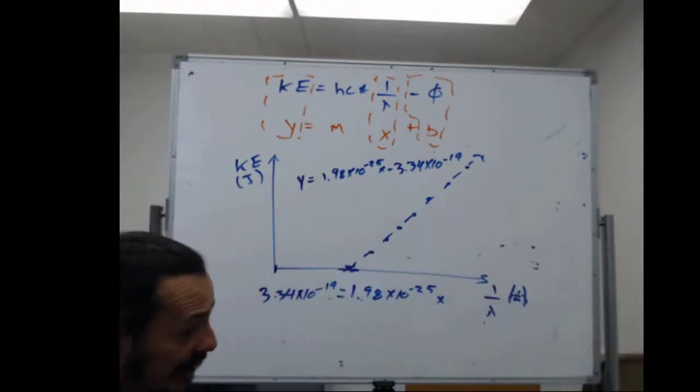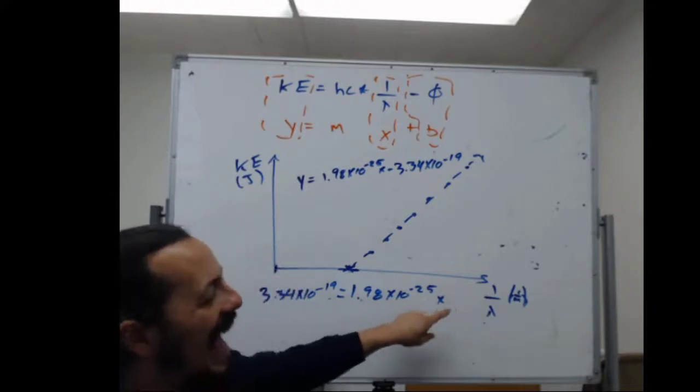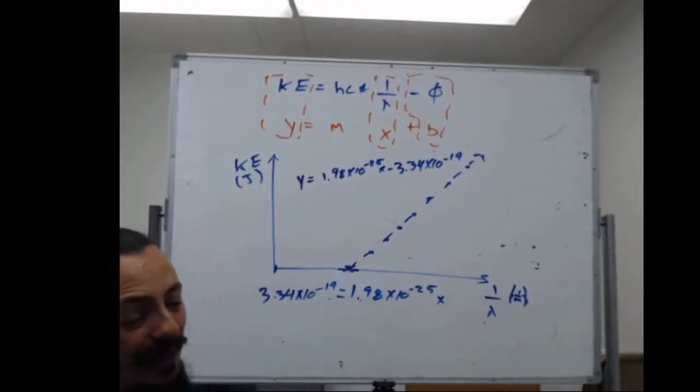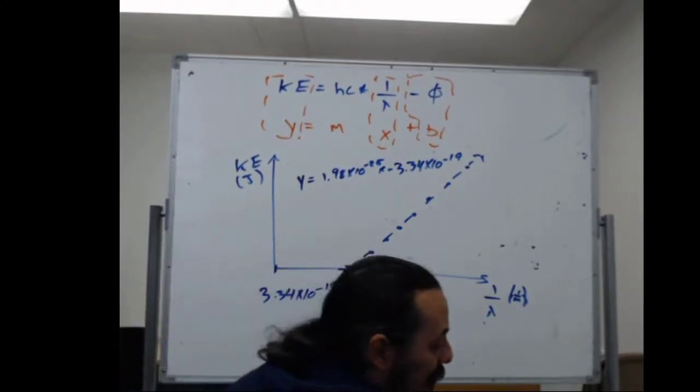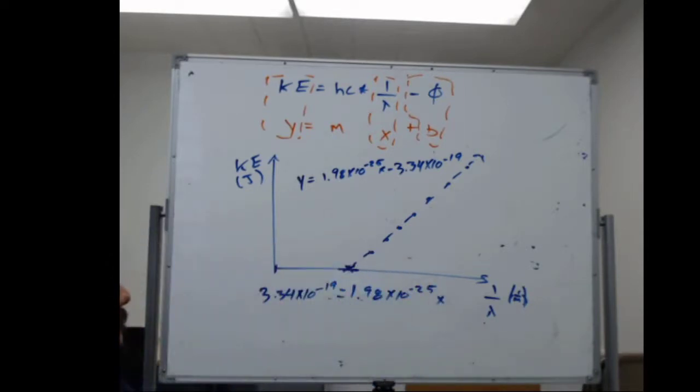Now, you're not going to be done. Don't forget, there's an important step here. Then you have to take the reciprocal. The x is going to be inverse wavelength, so we have to remember to flip that to wavelength. We're going to have to take the reciprocal.